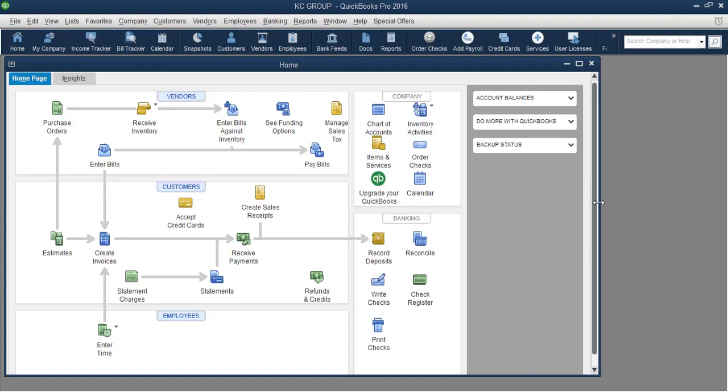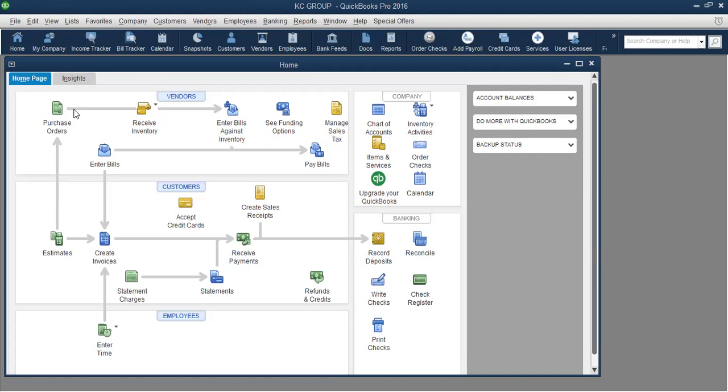So this is our home page in QuickBooks. The whole of this, as you're seeing, is the home page. And this is like a starting point for almost everything you will want to do when you are using QuickBooks. You will notice that your home screen is divided into sections.